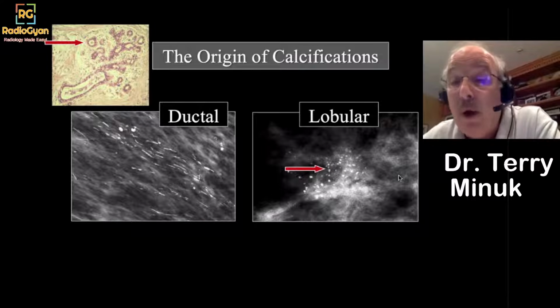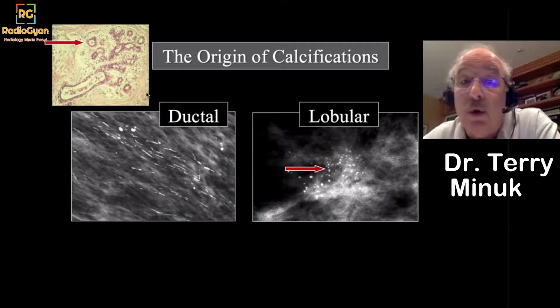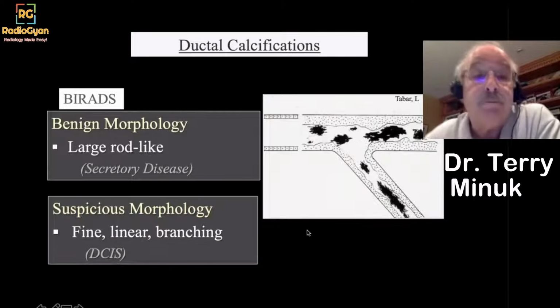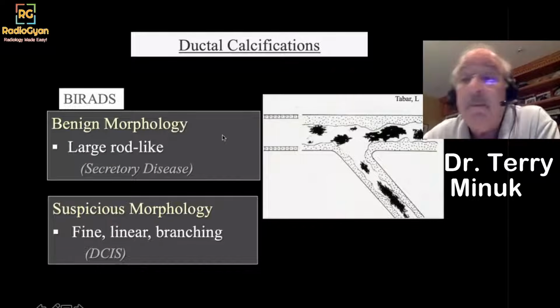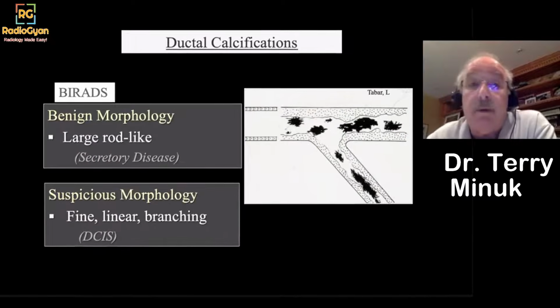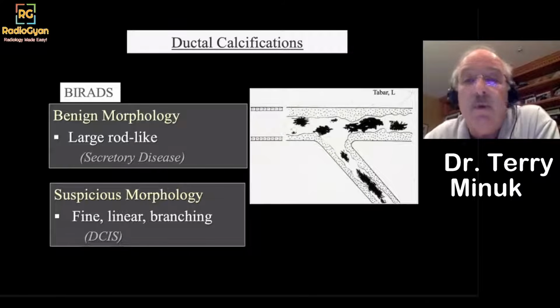So how is it possible that calcifications like this, that look like they arose in an acinus, could be malignant? Because that would imply they arose in this terminal duct. We'll come to that. Now, when we look at ductal calcifications, there's basically two types. There's other types, but there's mainly two types. They're very easy to deal with. We should never make a mistake in biopsying ductal calcifications.